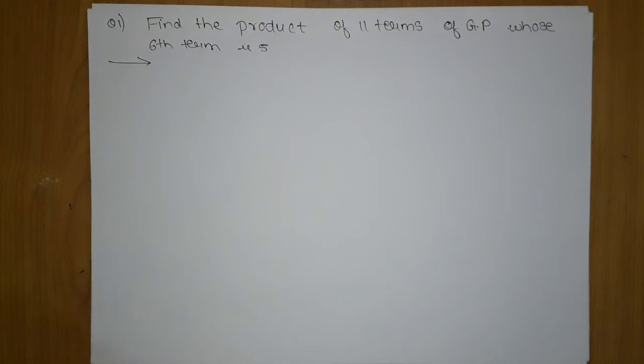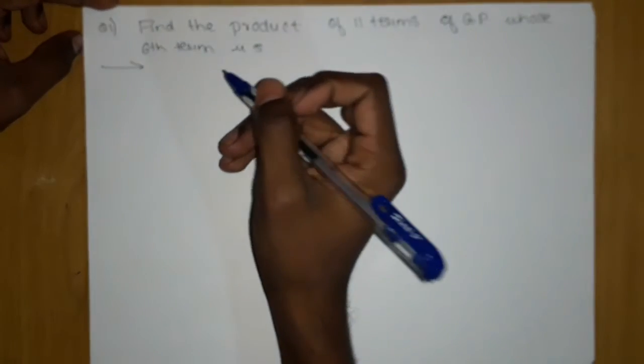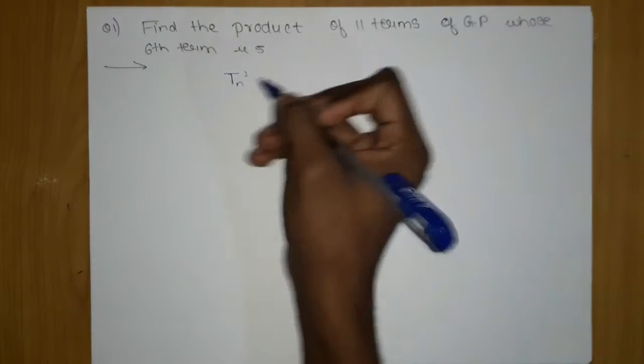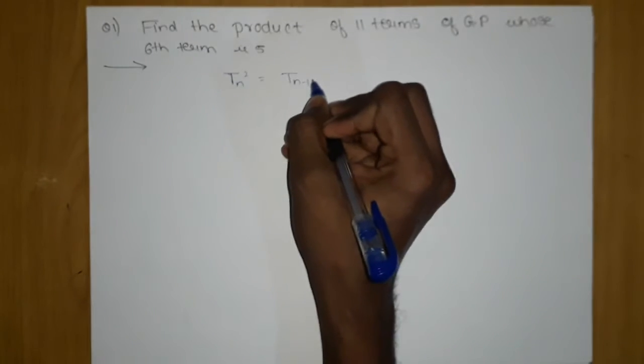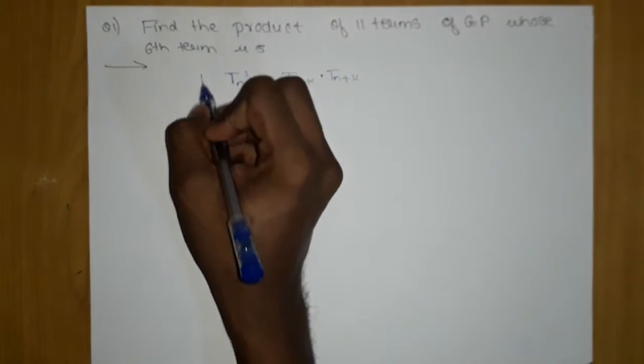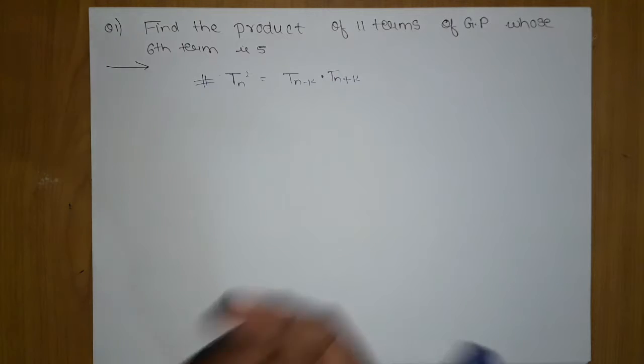Now, you can do this question in two ways, if you know this property. Which property? The property is as follows: tn square is equal to t(n-k) times t(n+k). Remember, I told you this property. This is an important property. If you know it, you can do it by this property, or there are some other methods too.